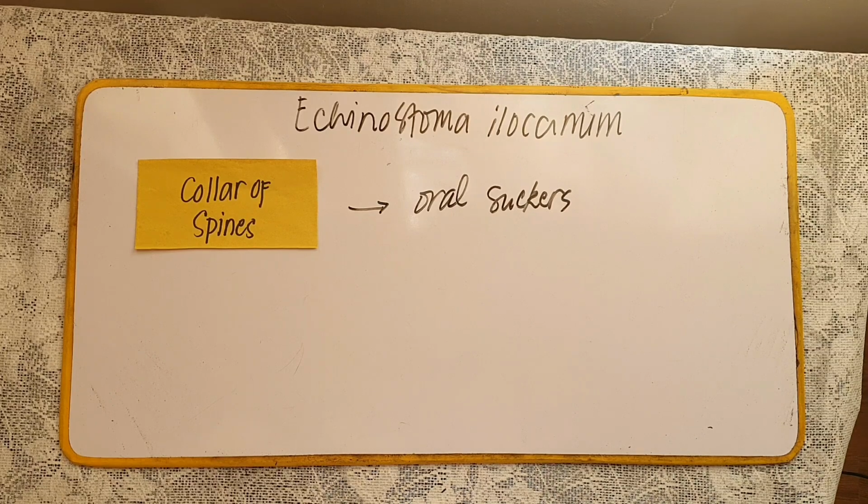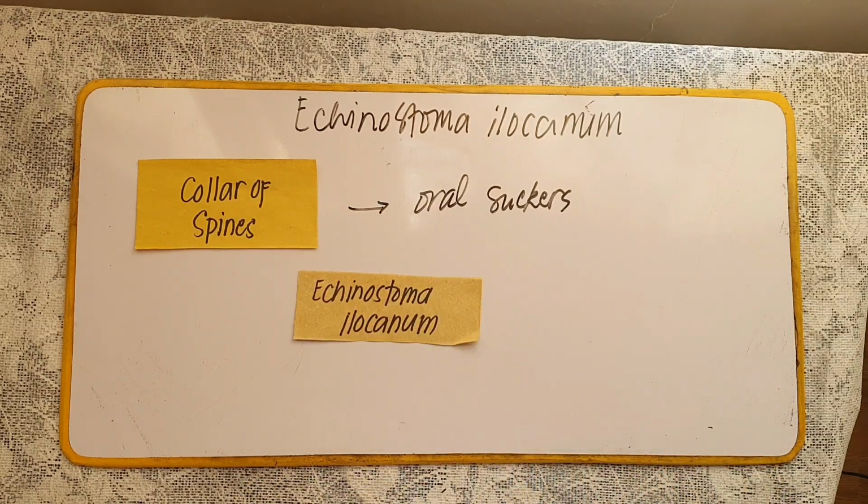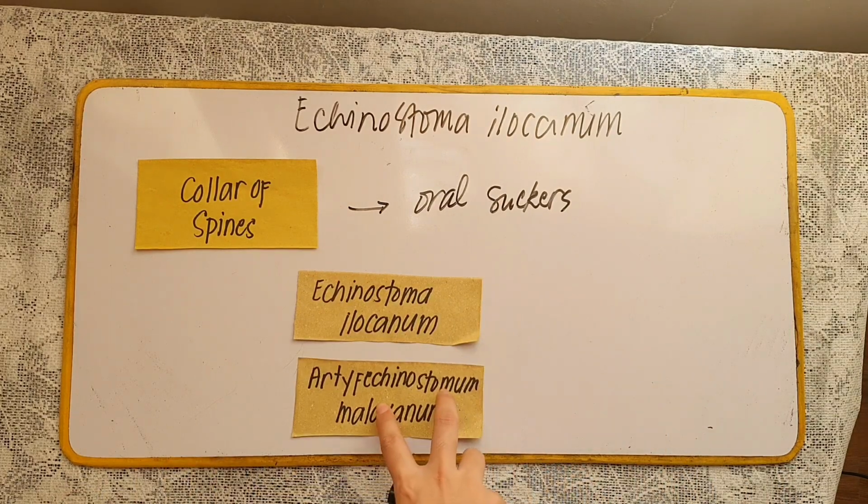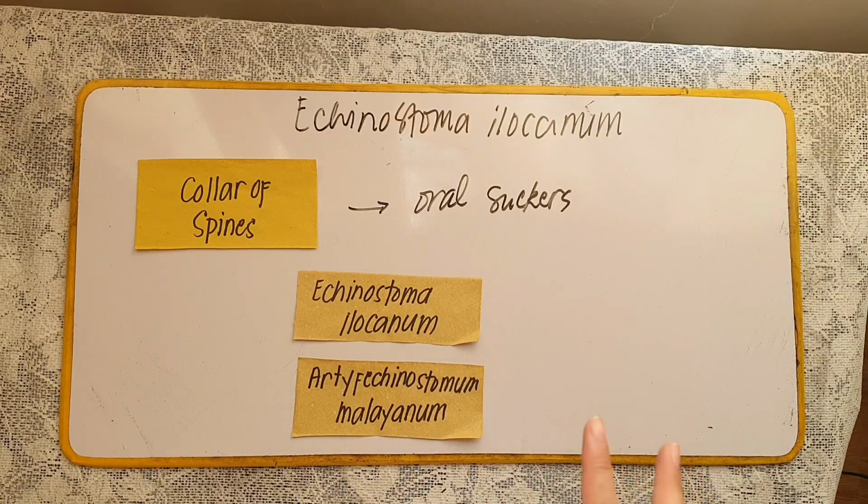Maraming species yan, yung Echinostoma natin. However, meron tayong mas common na species dito sa Pilipinas lang makikita. That is your Echinostoma ilocanum and your Artyfechinostomum malayanum. So these 2 species are the most common parasites of Echinostoma that are found here in the Philippines. O diba ang gulo?